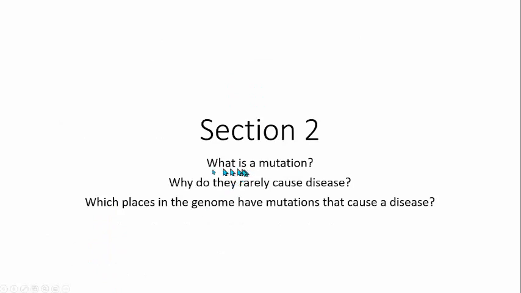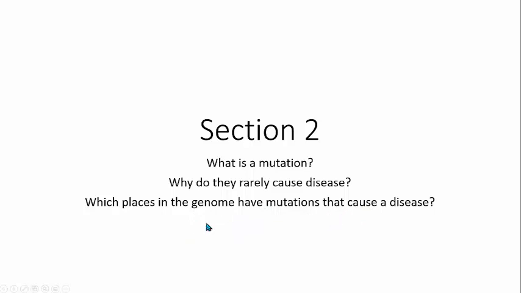In section 2, we talk about what mutations are and how we classify mutations. Why do they rarely cause disease? We get a lot of mutation that has no effect at all on our disease state. In fact, most mutations are completely silent because they do not happen in a protein coding sequence or damage the regulatory region around a gene. Lastly, we'll talk about which places in the genome we have the most mutations that cause disease.